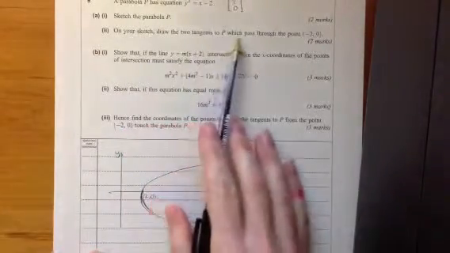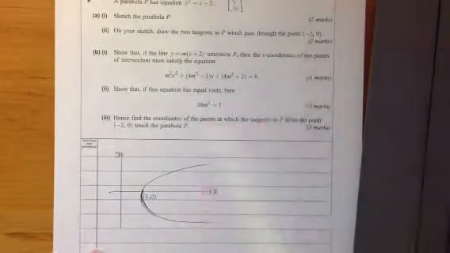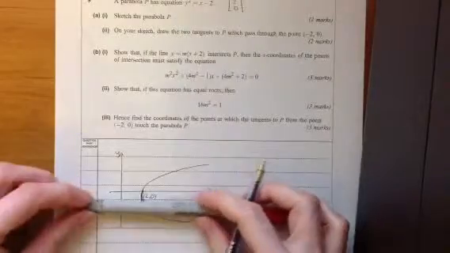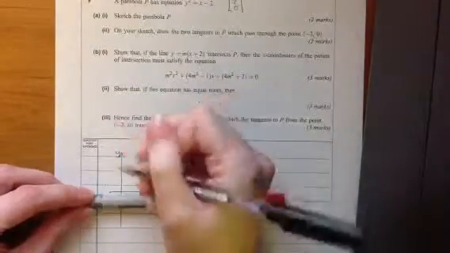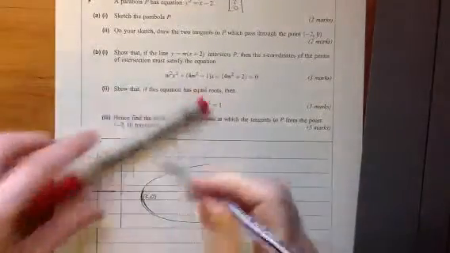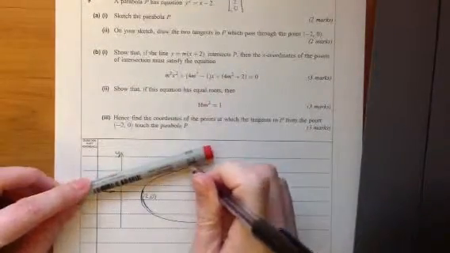So I've sketched my parabola, and then on the sketch I need to draw in the two tangents to P, which pass through the point minus 2, 0. So I might need to expand my sketch a little bit. It doesn't need to be accurate because we're going to do all the working out with algebra rather than with our drawing. The drawing just helps us to figure it out roughly.